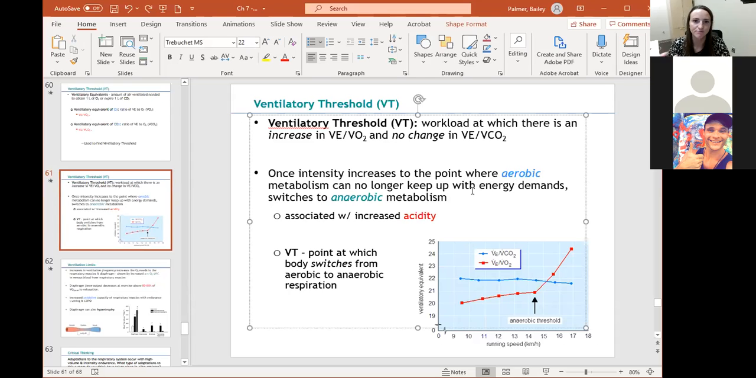And aerobic metabolism is very slow, so we now switch to anaerobic metabolism because our energy demands are greater. We need more ATP, and we need it at a faster rate. So we have to switch to anaerobic metabolism. But the problem with that is that we see an increase in acidity. And that's what this anaerobic threshold is. It's the point at which we switch from aerobic to anaerobic to receive energy at a faster rate. So you will have a question about this. I would just know these two paragraphs right here, this paragraph and then this paragraph at the bottom. Know the definition of ventilatory threshold.